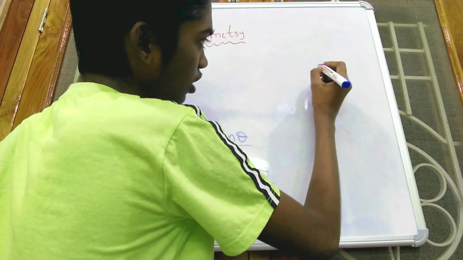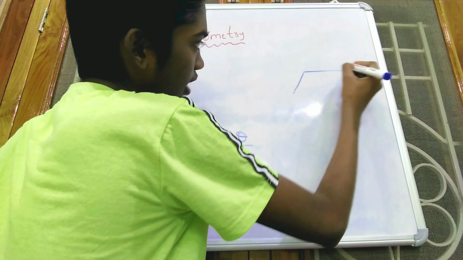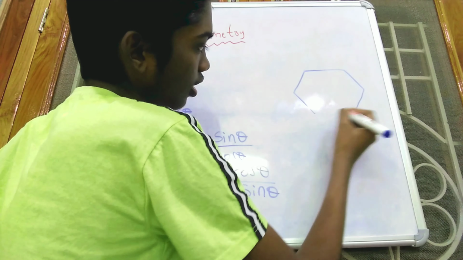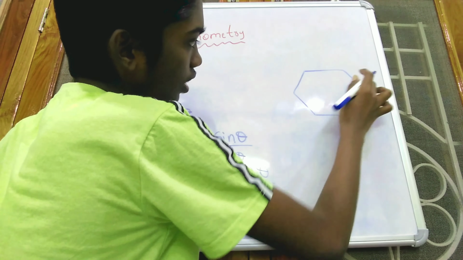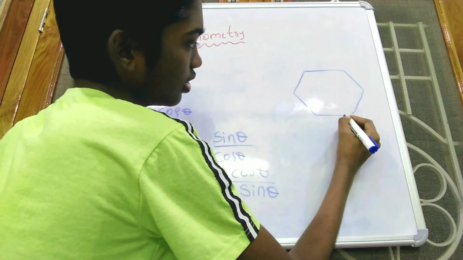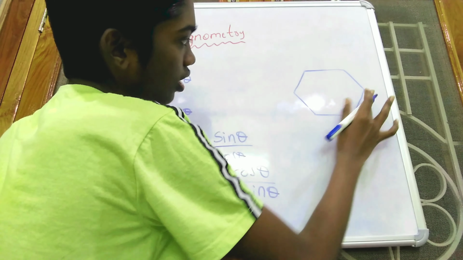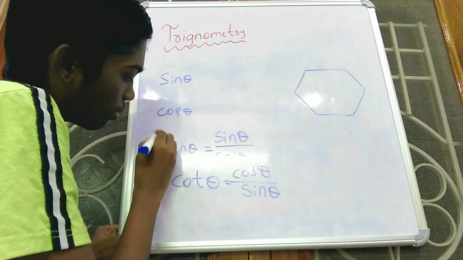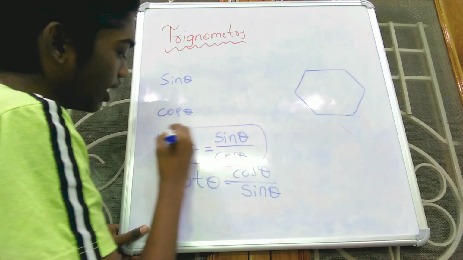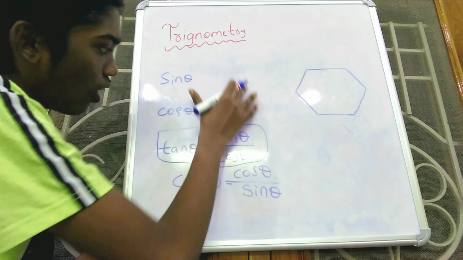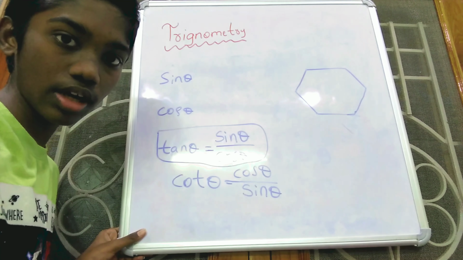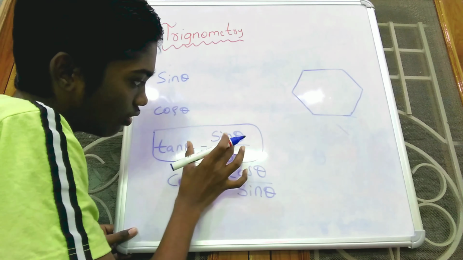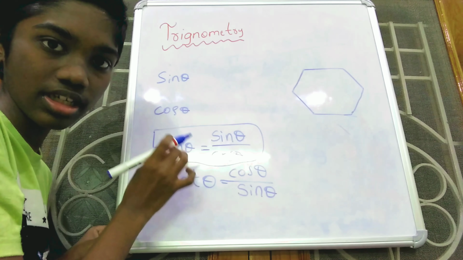You have to draw, you know what a hexagon is, which has 6 sides: 1, 2, 3, 4, 5, 6. This is a simple hexagon figure. So there are 6 sides. You remember this, tan theta equal to sin theta by cos theta, then you will get all the formulas including the reciprocals, which are very difficult. Only remember tan theta equal to sin theta by cos theta. It would be a 100% easy formula.